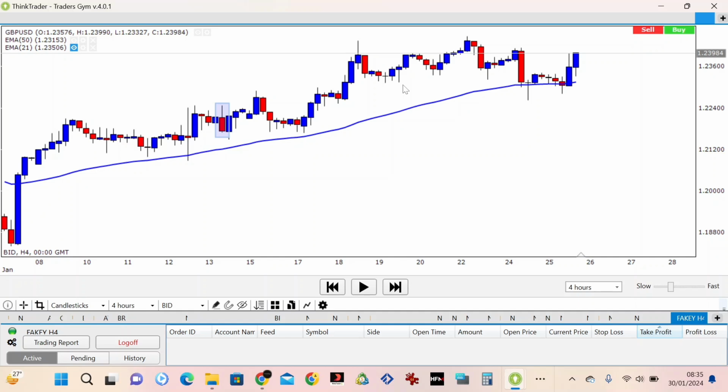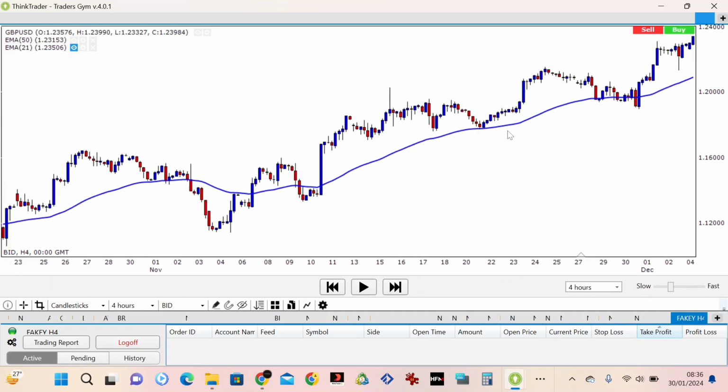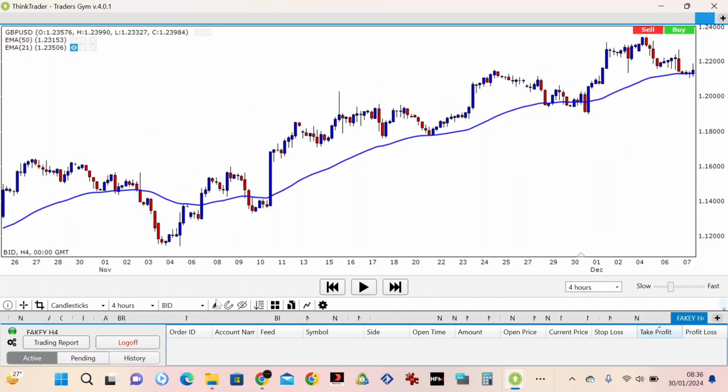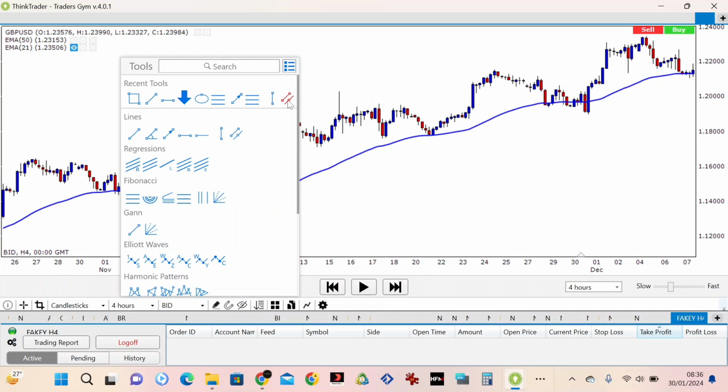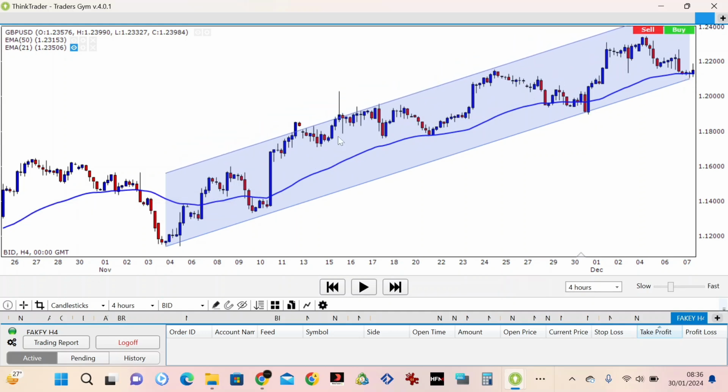The market is always in a never-ending cycle. What it does is it breaks out, it channels, then it ranges, then it breaks out again. That is all the market does. Let me show you guys what I mean. Look at this. This is a channel, right? The market was channeling up. If you pay attention to this, you see this is an upward channel. This is what we call an upward channel.